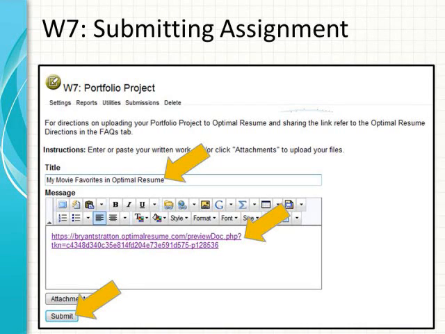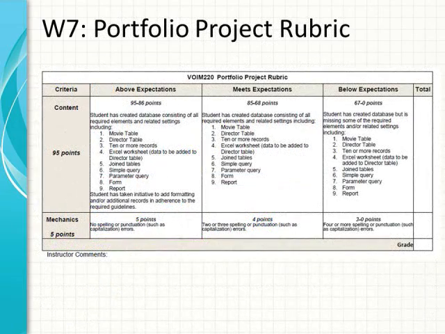And here is that last step, and we're back in Angel in the Week 7 Dropbox. Please provide a title, copy and paste that link from Optimal Resume right here, and select the Submit button. I'll then use that link to access your project, and I'll grade it based on this portfolio project rubric, where you can see it will be evaluated against content and mechanics. This rubric is available to you. It's one of the two last pages in the instructions.